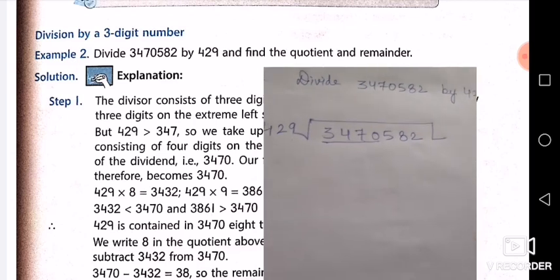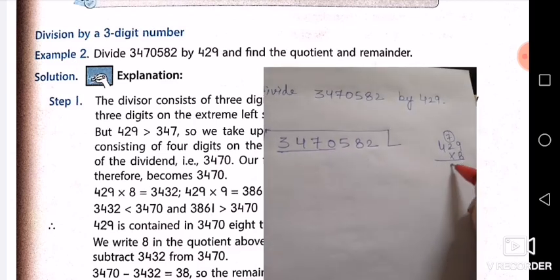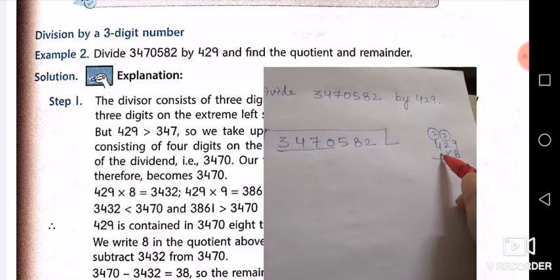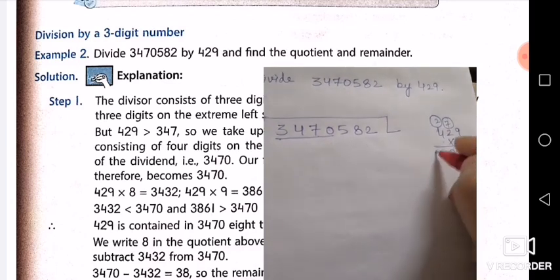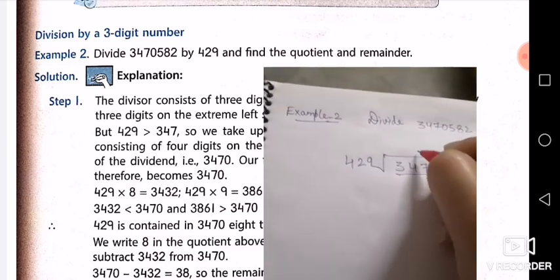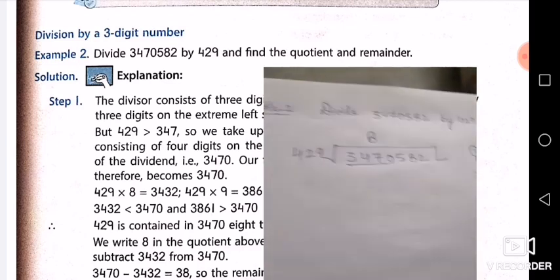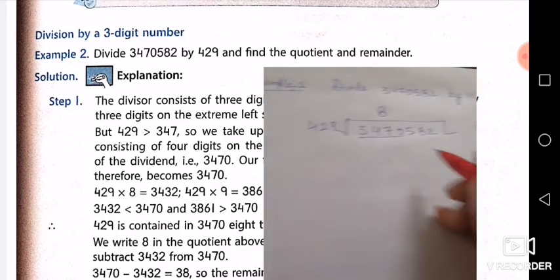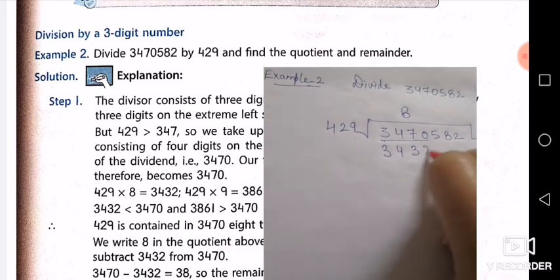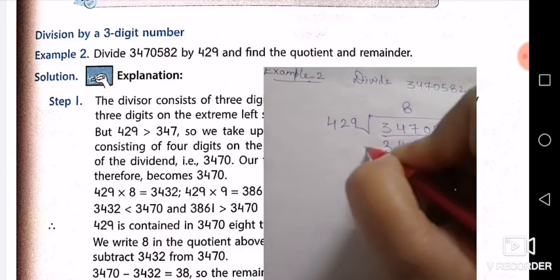What will we write here? We will write 3 and then 2 will be carry again. Now 8 fours are 32, 33 and then 34. So we'll get this number which we can write here. Now 8 times, what will we get? 3432. 3432 we will write here. Then we will do subtraction.